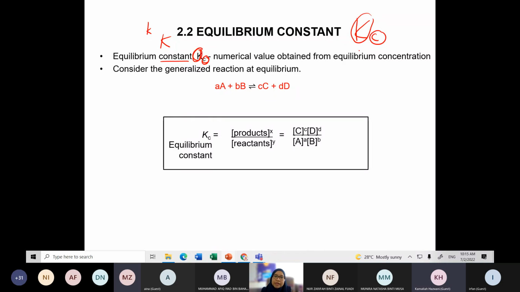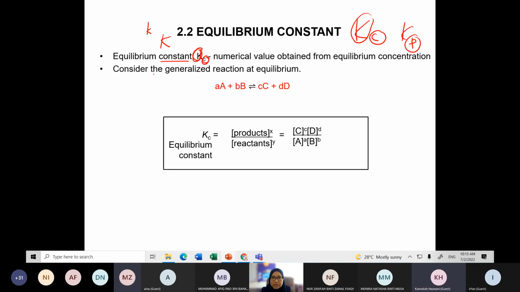C means the calculation or the measurement is made in terms of concentration. Because later on we have Kp as well. Then P stands for pressure. Okay, alright. So K stands for equilibrium constant.